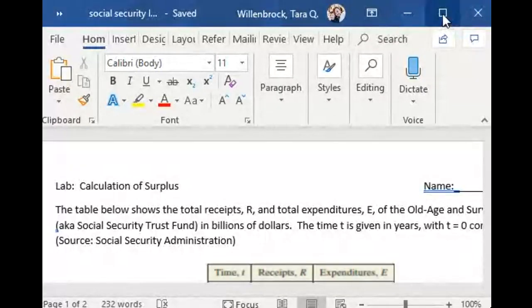So let's see, let me pull this up. Okay. Let's see if I can share it. Oh, I'm sharing nothing. Okay. Now I'm sharing, hopefully. Okay.